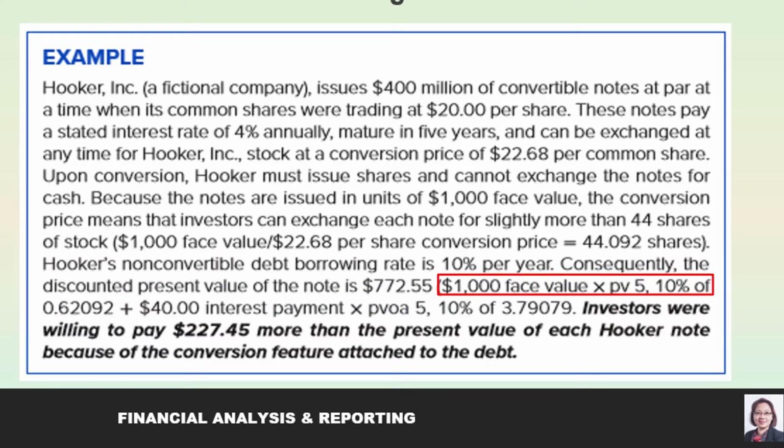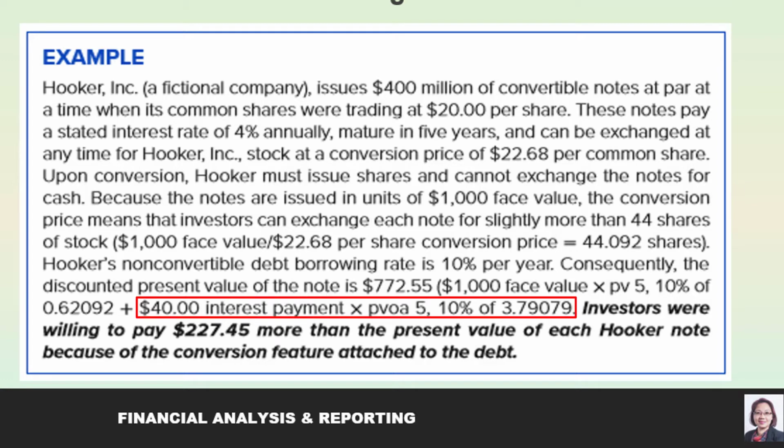$1,000 face value is multiplied by the present value factor at 10% at the end of 5 years, and that's 0.62092, plus the $40 interest payment because the bond has been issued for 4% annually. So 4% times $1,000 is a $40 interest payment, and this will be multiplied by the present value of an annuity at the end of 5 years at 10% discount rate. So that is 3.79079.